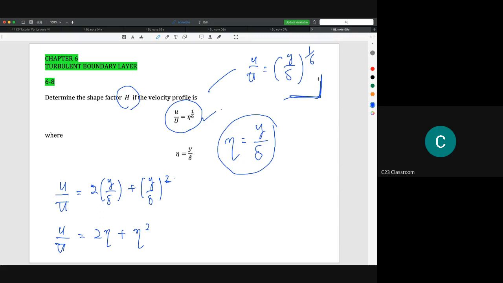However, some people don't like to use y over delta because the integration becomes a little bit difficult. They like to use eta because the term you need to integrate is quite a bit simpler compared to y over delta. So it depends on you.